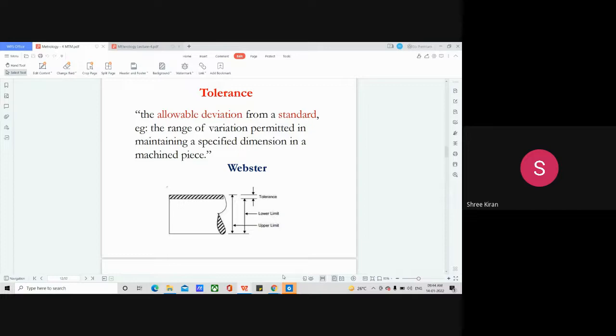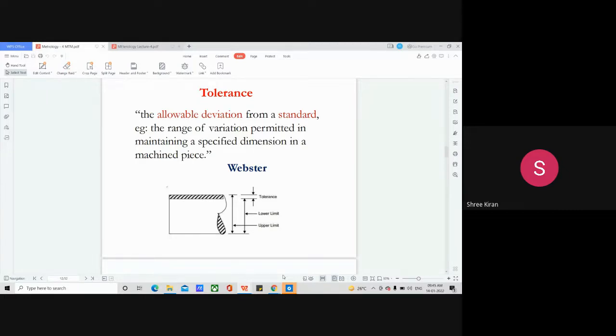Tolerances and allowances: you might have heard the words tolerance and allowance everywhere, but from the mechanical point of view they play a very important role. Tolerance is the limit, the range of variation permitted in a specified dimension in a machined piece. If we have a dimension, it can deviate to a certain extent so that it does not cause any issue in the process or in the attachment. That is a small definition of tolerance.